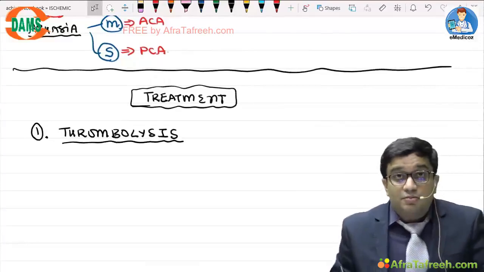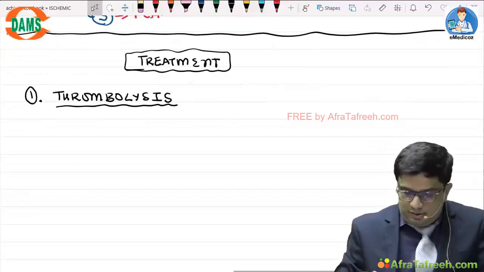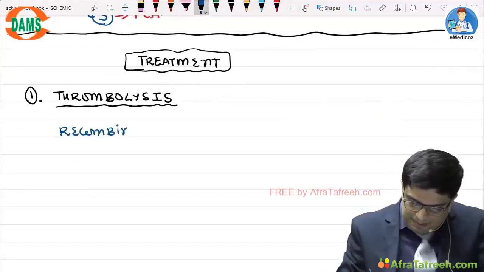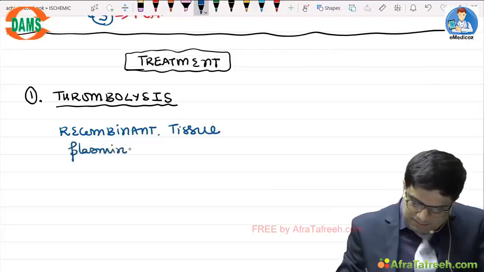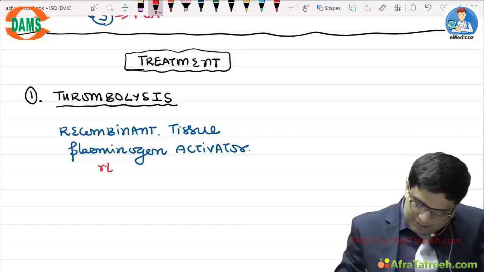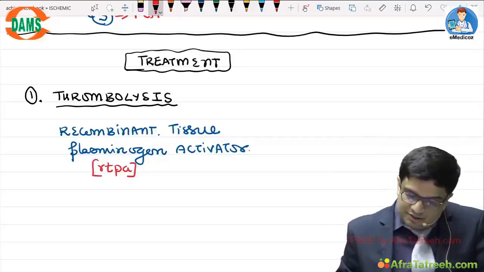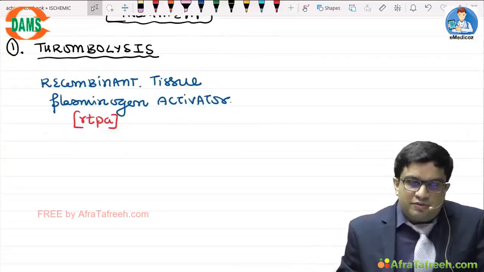Now when I look at the thrombolytic agent, anytime, we have with us recombinant TPA, recombinant tissue plasminogen activator, or the rTPA that we know it as. The recombinant tissue plasminogen activator that we give to these patients is usually alteplase, the drug that we use. You'll read in Pharmacology about it.